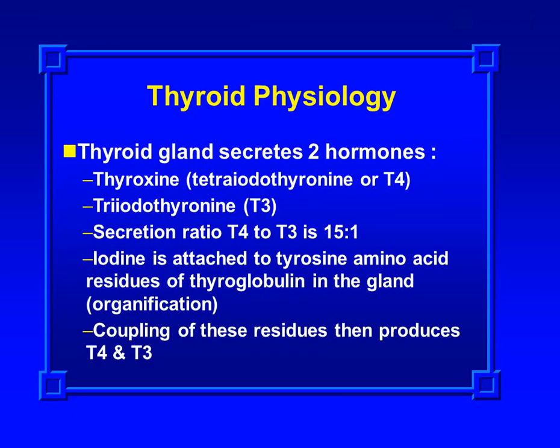Thyroid physiology. The thyroid gland secretes two hormones. Thyroxine, tetraiodothyronine or T4. Triiodothyronine, T3. The secretion ratio of T4 to T3 is 15:1. Iodine is attached to tyrosine amino acid residues of thyroglobulin in the gland. This is called organification. Coupling of these residues then produces T4 and T3.